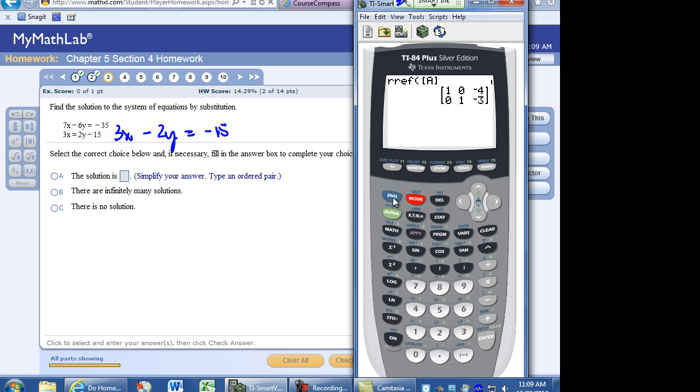Second quit. Second matrix. Over to math. Alpha B. Second matrix. Enter, enter. So our solution is -5, 0.